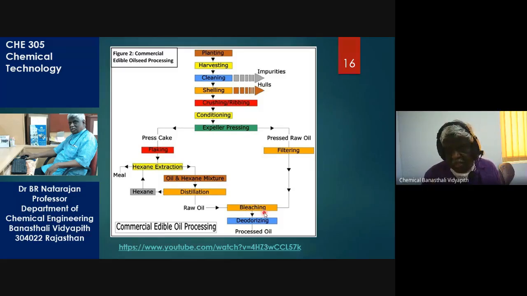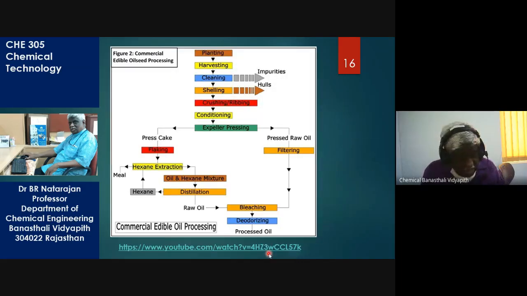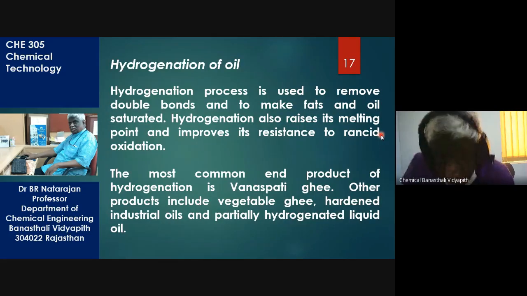Here bleaching is normally done with some very special clay like fuller's earth, etc., or activated carbon, right? Then deodorizing, and then the processed oil, and the remaining is recycled back. Okay, just to have a quick glance of, we'll come to it at the end. Then hydrogenation of oil.